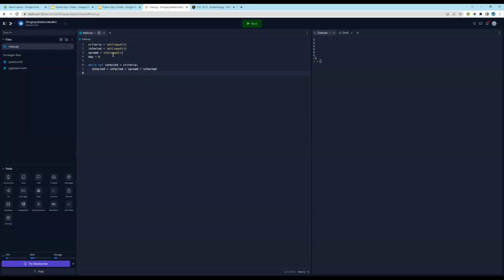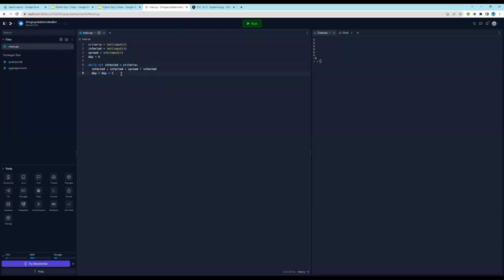So basically, every single day, we already have this many people who are infected, but we also have this many people who are joining the infected group. So this is basically our first line of input. Then we have to keep track of the day, right? So we do day equals day plus 1, because we're keeping track of the day so that when we're out of the while loop, we will have our correct answer.